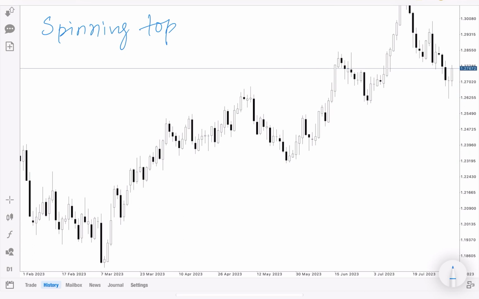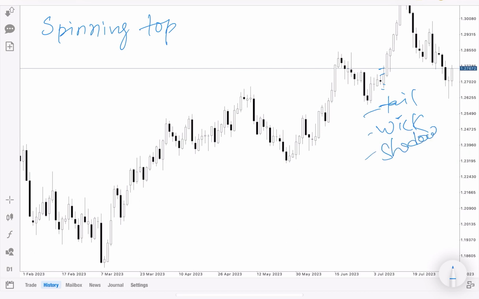The main thing is the body has to be very small, and the shadow or tail or wick. You remember? I say this part of the candle or this part of the candle. Look on the right side. So these are called tail, wick, or shadow.